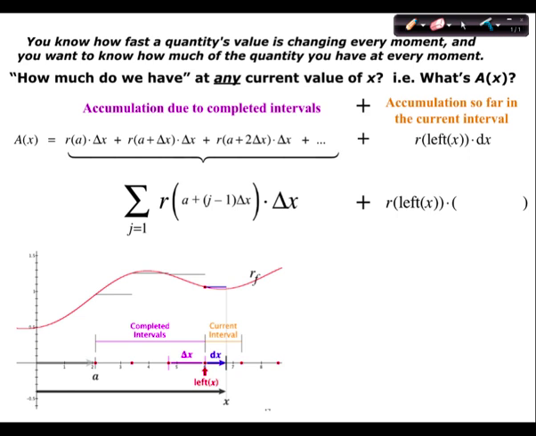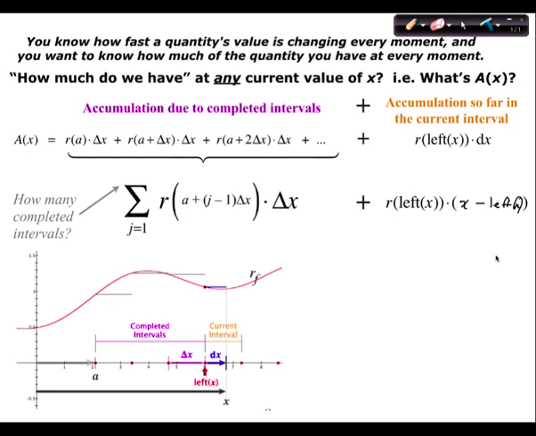x minus x naught. But what's x naught? What's the x value at the beginning of the current interval? We just talked about that. Left x is the x value at the beginning of the current interval. So dx will be x minus left x. Okay, so we'll put that in. So x minus left x.